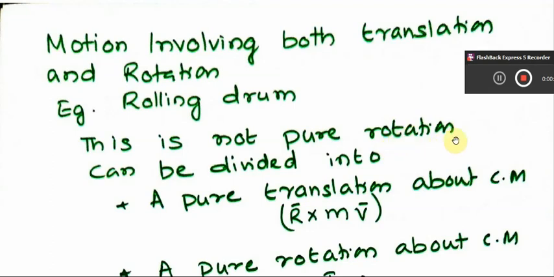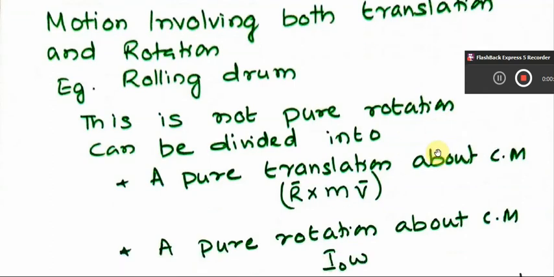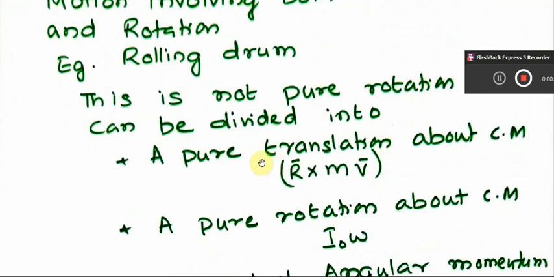Motion involving both translation and rotation. Let us take the example of a rolling drum. A drum that is rolling has both translation and rotation motion. It is not pure rotation. You can divide that into two.